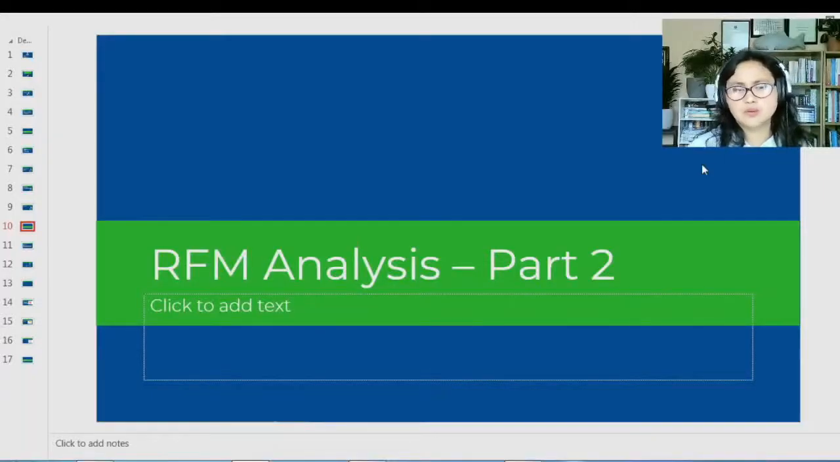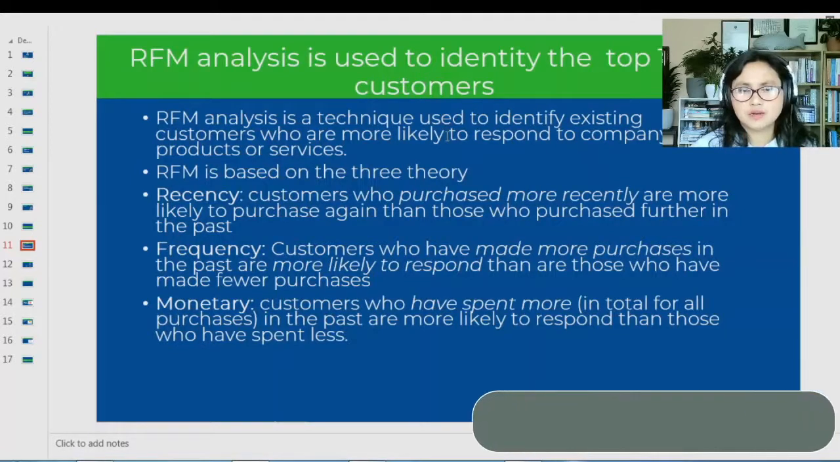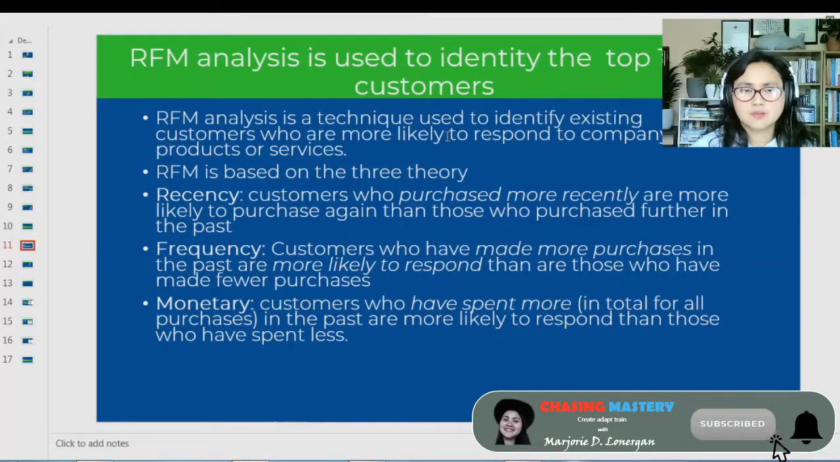We are in part 2 now, doing the RFM analysis. So what is RFM? R is Recency, F is Frequency, and M is Monetary. It is used to identify your top customers. RFM analysis is a technique used to identify the customers who are more likely to respond to the company's products or services.